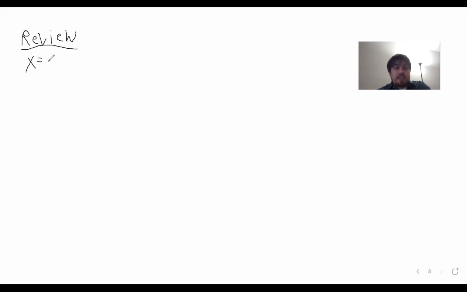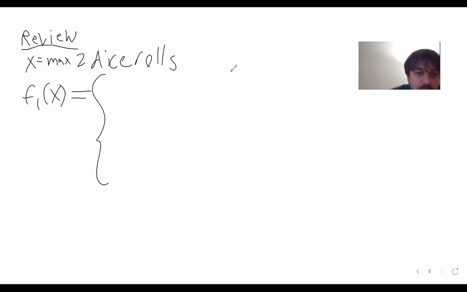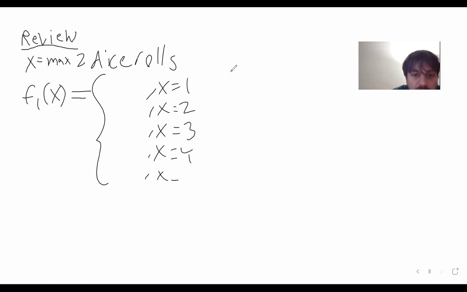X is the max of 2 dice rolls. So if X is the max of 2 dice rolls, you have different values, right? The PDF for that is going to be f sub 1 of X. What are the possible values? X could be 1, 2, 3, 4, 5, or 6. So you have X equals 1, X equals 2, X equals 3, X equals 4, X equals 5, and X equals 6.